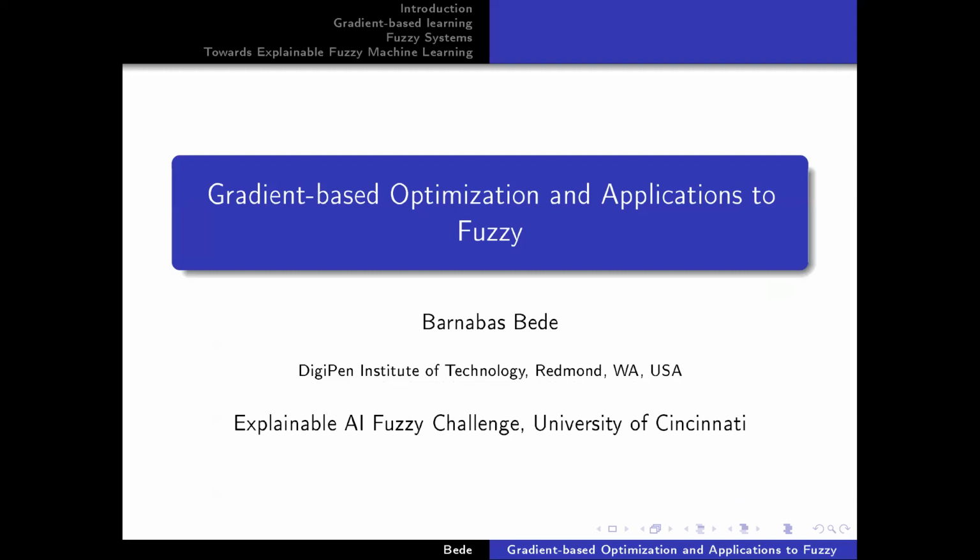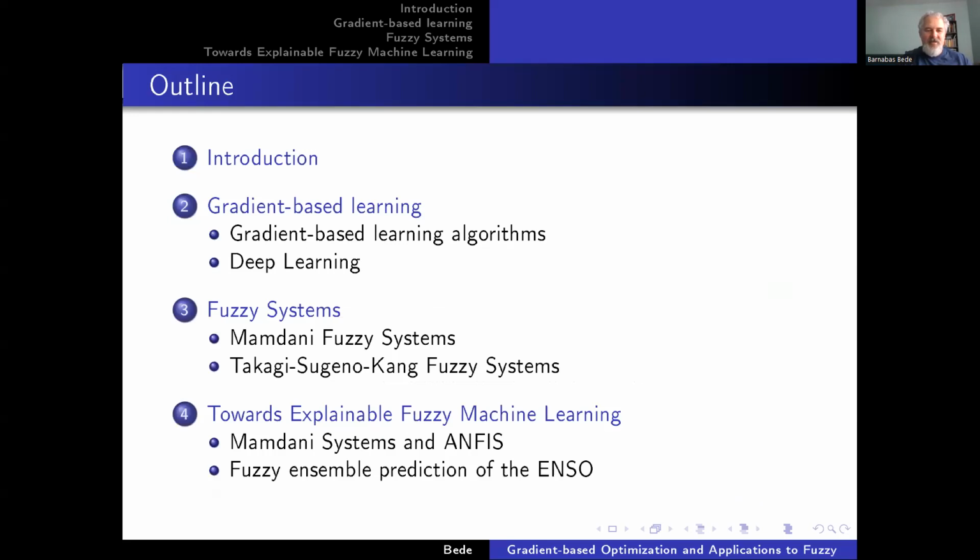So I'll be talking about gradient descent in fuzzy systems. First we will introduce the general idea behind gradient descent. Then we'll talk a little bit about deep learning. Then we go into fuzzy systems, and you already had several talks about fuzzy systems. What is different for this talk? I'm going to just remind you what was in the previous talks and go from there. How would we learn in this setting?